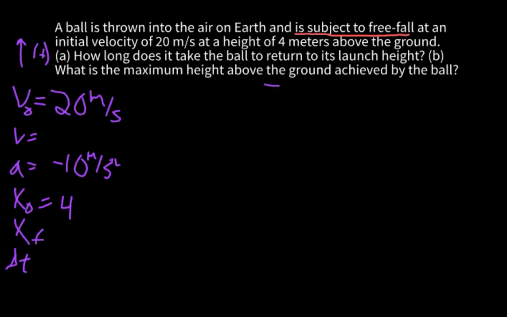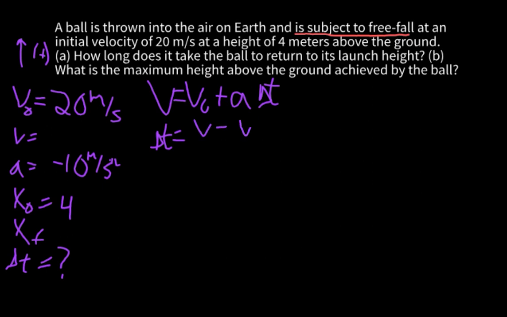So we want to solve for delta t. And notice that our positions here are kind of messy, so let's use an equation that doesn't have a change in position in it. That would be final velocity equals initial velocity plus acceleration times change in time. Let's solve this equation for delta t, and you should get final velocity minus initial velocity divided by acceleration.